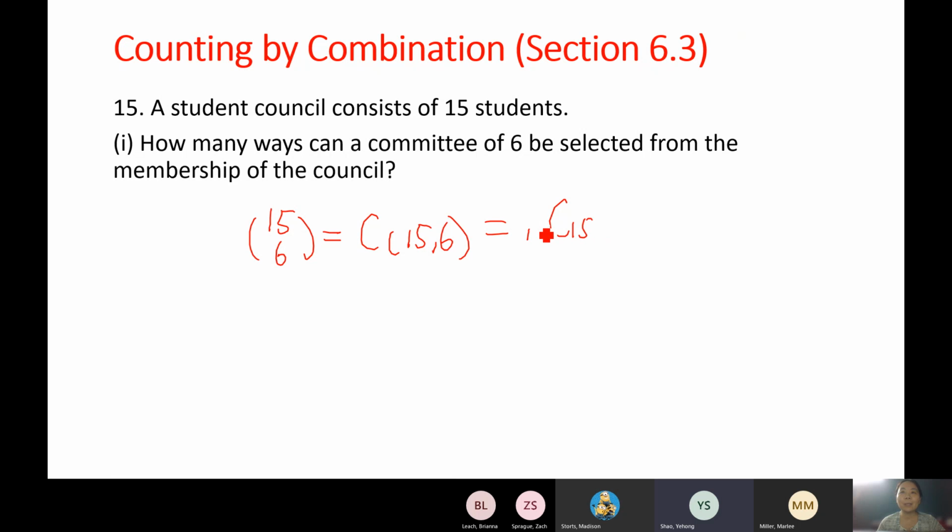Wait, did I put an N here or 6 here? I forgot. So anyway, there are many ways to write the combination. When you work this out, there are also 2 ways to work it out. I think I remember one student made a mistake in the calculation.